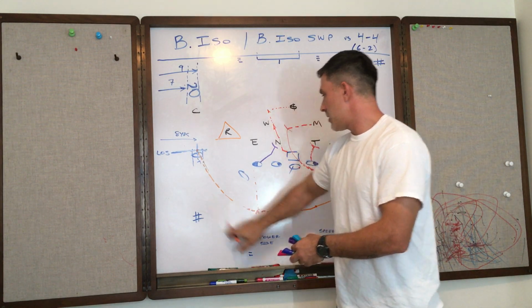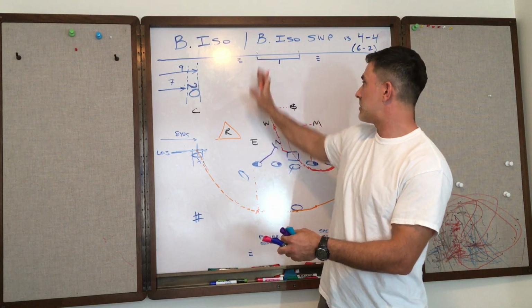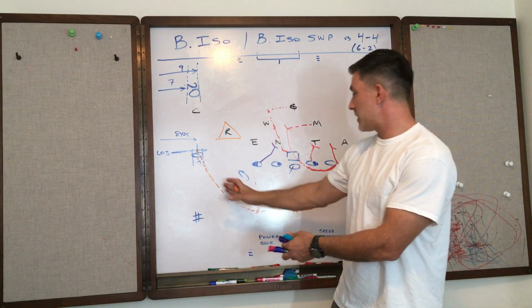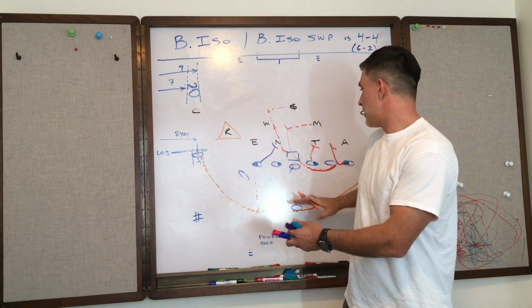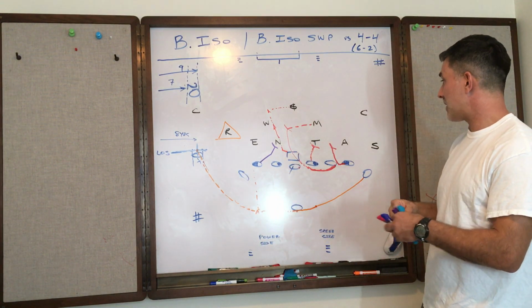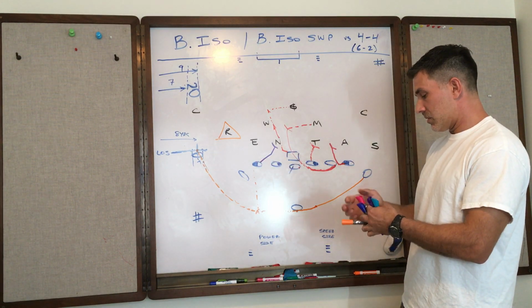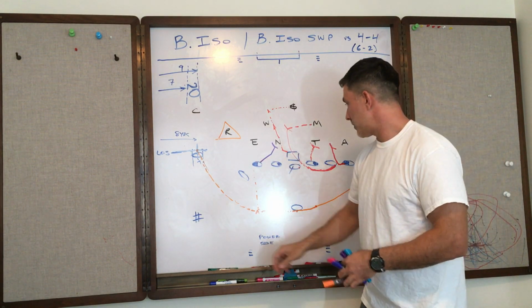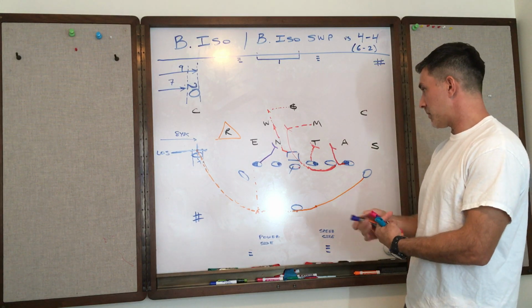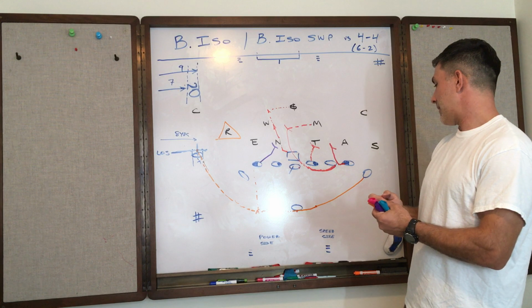Obviously, at some point, if there's a fumble or something happens, he's going to get involved accordingly. But whatever, that's the general path for the backside halfback. So backside, we're good. Play side, here we go. For the guard, what do we want the guard to be in? Put him in blue.